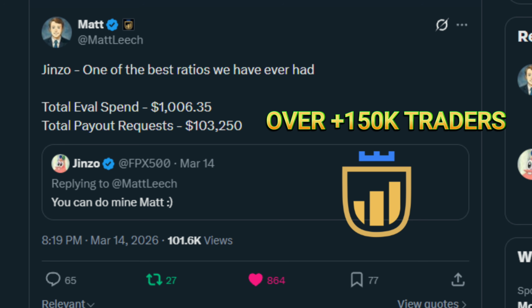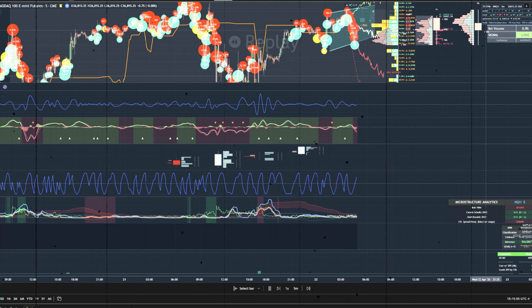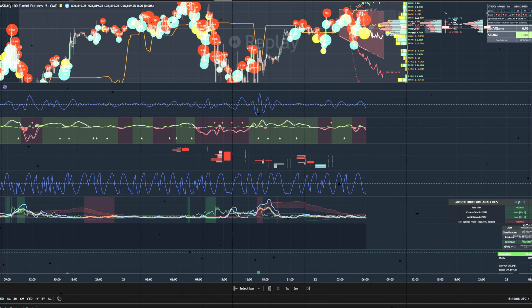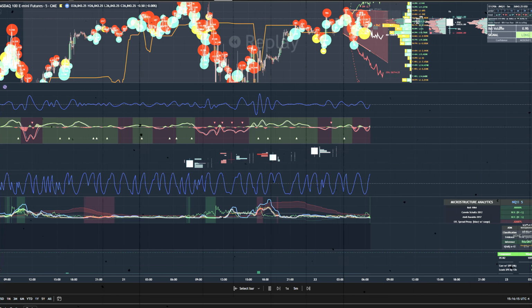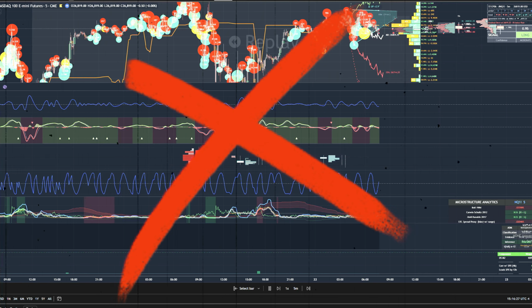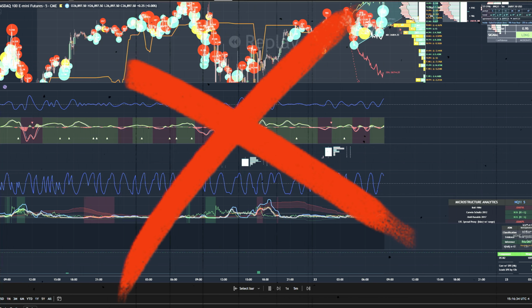So the point is not to flex. It's just to show you that these concepts work. And if they are executed well, they can place you in the top 0.001%, literally. So what do I use? As a veteran trader with 10 years of experience, I've tested everything. And I've narrowed down the amount of information I see on my screen to what's most important and useful.